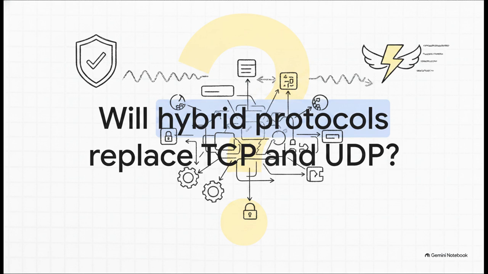But I've got a thought to leave you with today. As our digital world increasingly demands both perfect reliability for data and instant speed for real-time media, the landscape is starting to shift. Emerging technologies are already trying to blur the lines, building reliability straight on top of UDP's speedy framework. So could hybrid protocols eventually make the classic TCP versus UDP debate a thing of the past? It's a truly fascinating question, and one we highly encourage you to explore further.